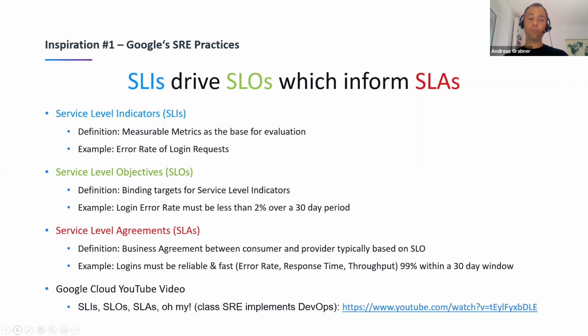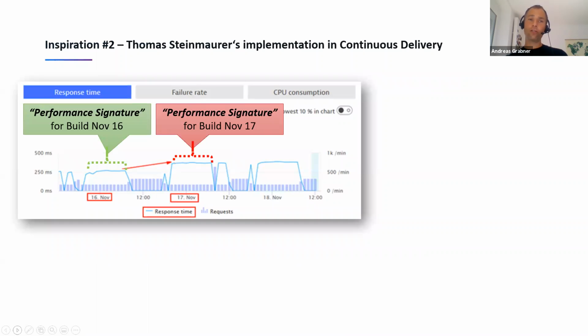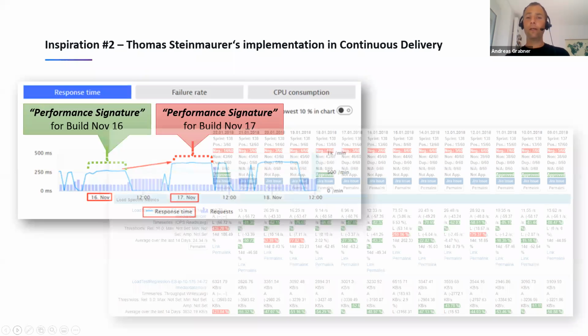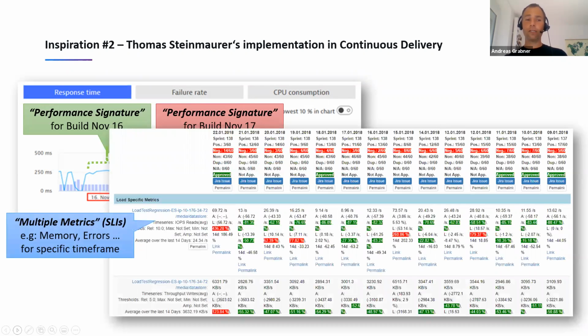Now, this is where the second inspiration comes from. How can we use this in pre-prod? This inspiration comes from Thomas Steinmaurer and his team, where what they've done at Dynatrace for the last couple of years, every time they deploy a new build into the continuous performance environment, they do something very similar. They figure out, is this build better than the other? And the way they do it, they are pulling out individual metrics, SLIs.